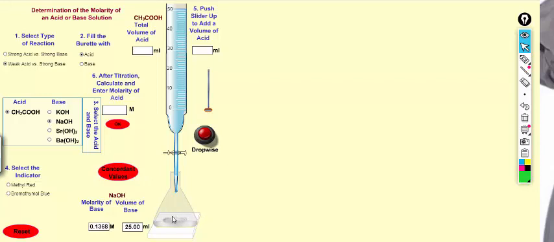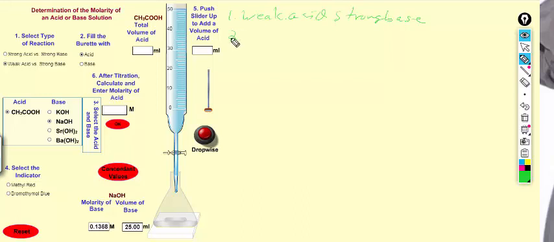So I will go through an example with a different type of reaction to show you the details of how this works. But for right now, what I want you to notice, a couple things here. First off, you'll be doing a titration, so it's a weak acid strong base titration, right? So that's number 1.